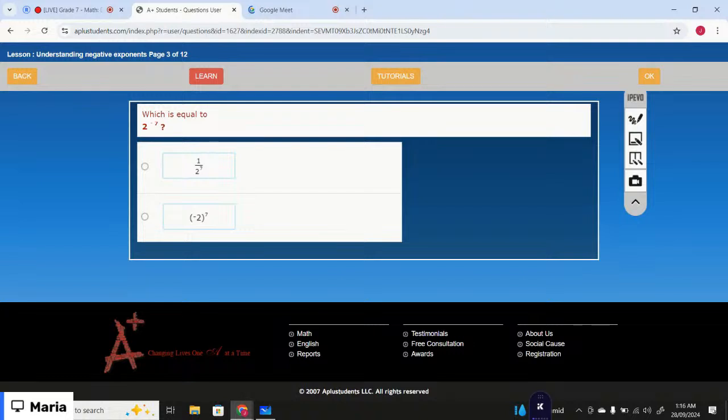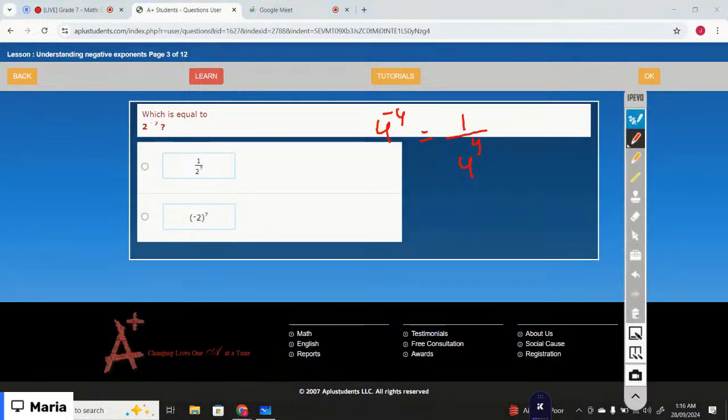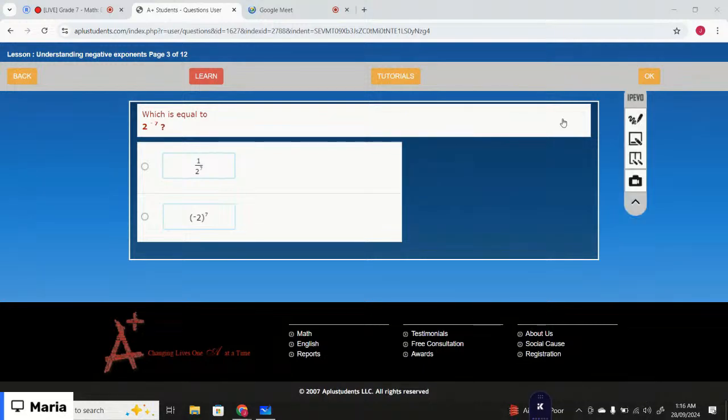Which is equal to 2 exponent negative 7, which is the correct option. You need to make this denominator positive, right? So which is the correct option, option 1 or 2? You can make it a fraction. Numerator is 1 and denominator is 2 exponent 7. So option number 1 is the correct option. Got it?